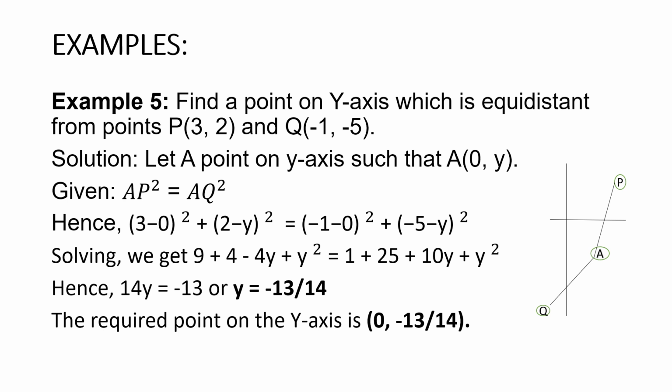Now it is given that the point is equidistant from another 2 points P and Q. That means AP square and AQ square are same. So now we just have to use the distance formula. So we get 3 minus 0 whole square plus 2 minus y whole square is equal to minus 1 minus 0 whole square plus minus 5 minus y whole square. Just we simplify this equation. So we get the value of y as minus 13 by 14. So our required point on the y-axis is (0, -13/14).